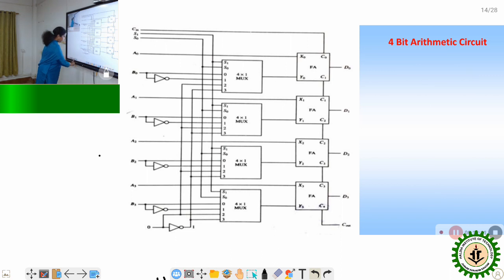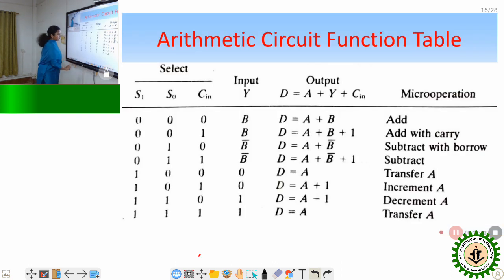Now next. So now S1, S0 value 1, 0. In that case, suppose Cin equal to 0. In that case, D equal to A, that is the transfer of A operation will be possible. That means whatever data is applied to the A input, that data will go directly to the output.